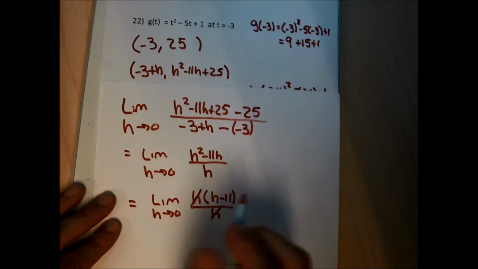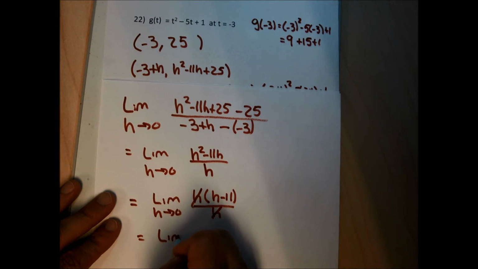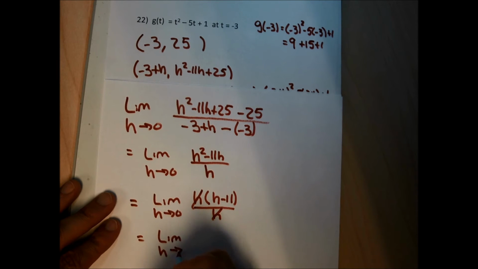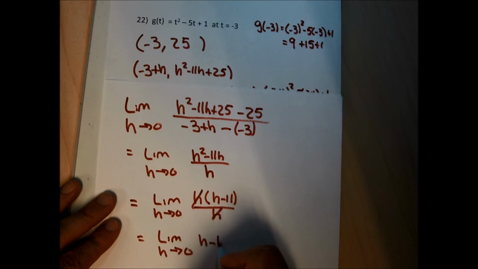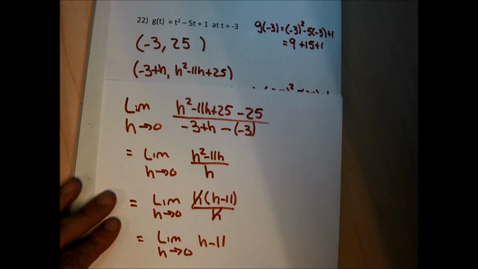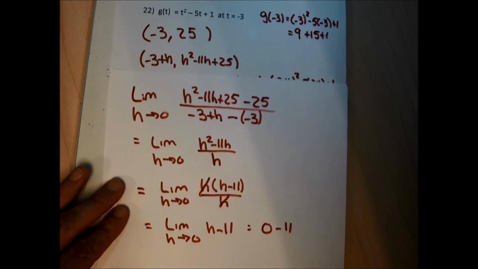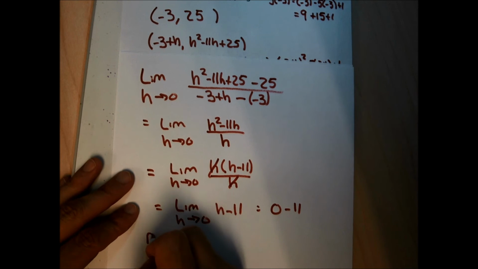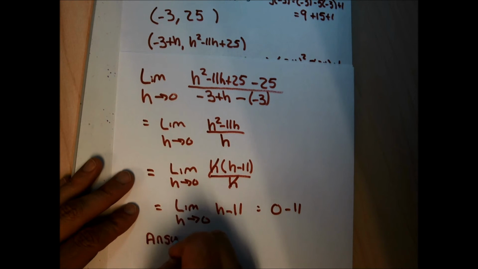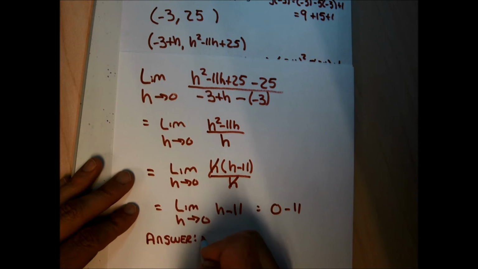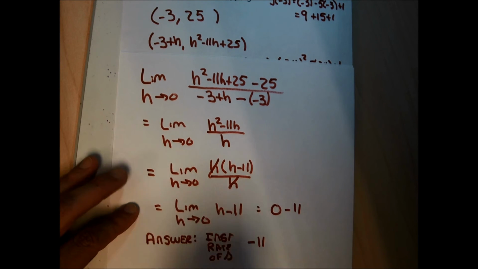Cancel the h's. You get the limit as h goes to 0 of h minus 11. So I'm going to plug in 0 for h. I get 0 minus 11, which is minus 11. So my answer, even without the graph, the instantaneous rate of change is minus 11.